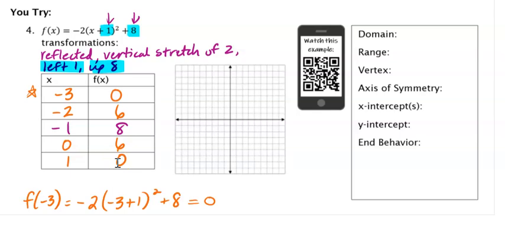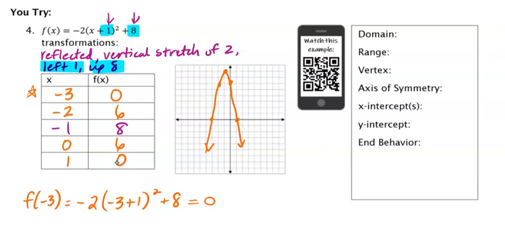So now I'm going to actually plot the points. So I have -3, 0, -2, 6, -1, 8, 0, 6, and then 1, 0. So this is what my parabola looks like. It's an upside down parabola. It's a little bit narrower than a normal parabola because I have that vertical stretch.